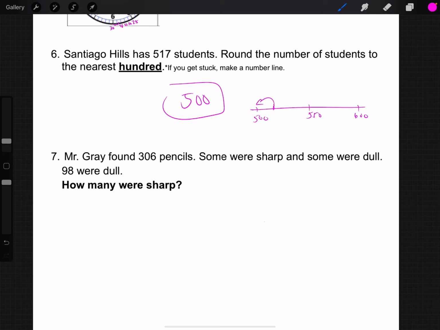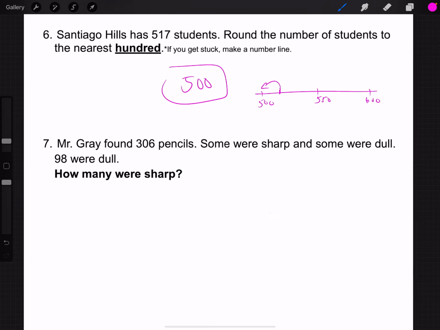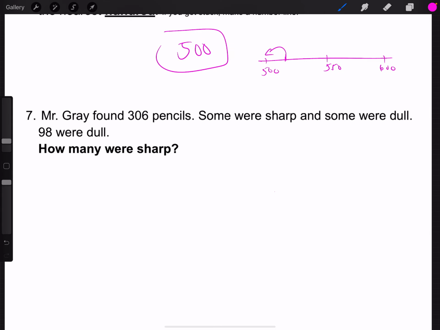And finally, Mr. Gray found 306 pencils, probably a true story, at the end of his school day. They're all over, who knows why. Some were sharp and some were dull. In fact, 98 were dull. So how many were sharp? So again, I need to think, what are they asking me? I might think of a giant group of 306 pencils, and some of them are dull and the rest are sharp. So I need to take out the dull ones to know how many sharp ones are left. So I'm doing 306 minus 98.